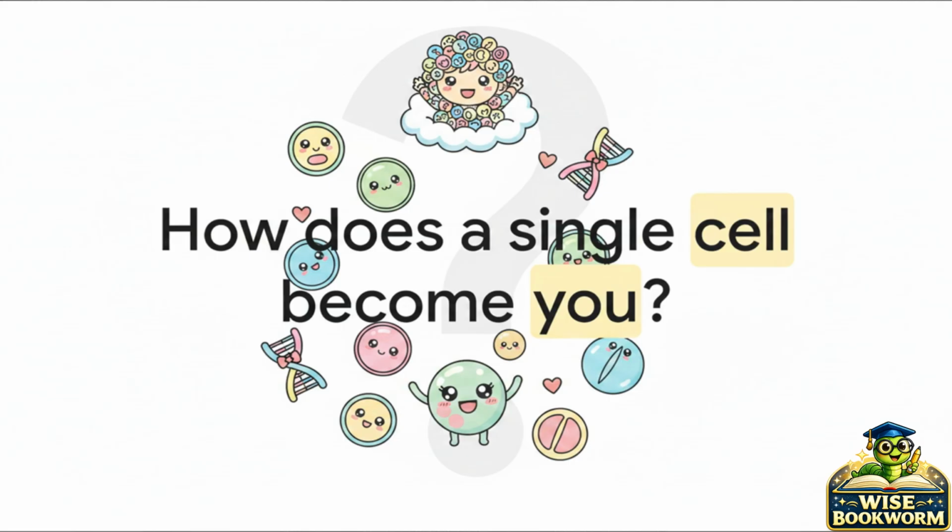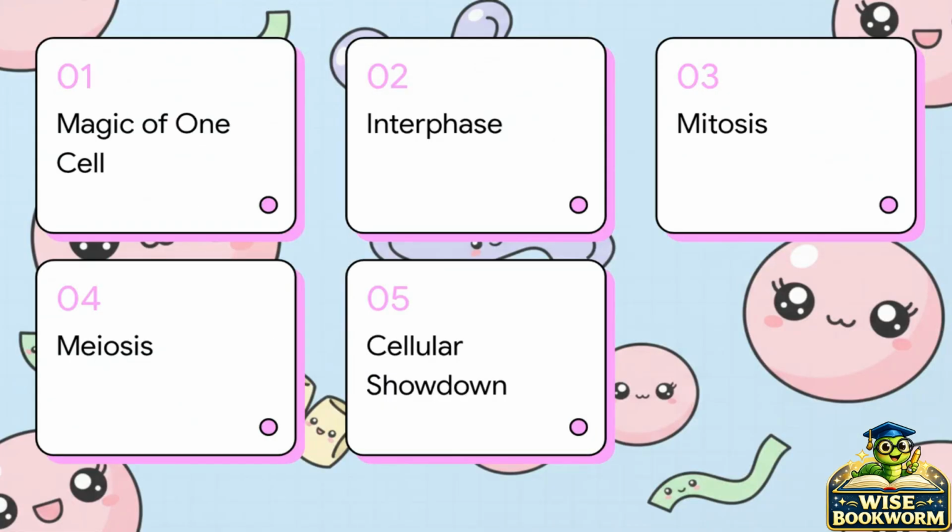Every multicellular organism out there, including you and me, starts life as just a single lonely cell called a zygote. And that raises the ultimate biological question. How does that one tiny speck of life build an entire complex body made of millions of cells? And how does it fix itself when things inevitably go wrong? So here's how we're going to break this down today. We'll start with the magic of one cell. Step into Interphase, what I like to call the prep kitchen, check out Mitosis, the cloning machine, jump over to Meiosis, the remix engine, and wrap it all up with the ultimate cellular showdown.